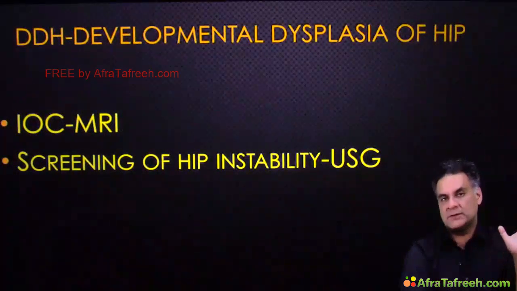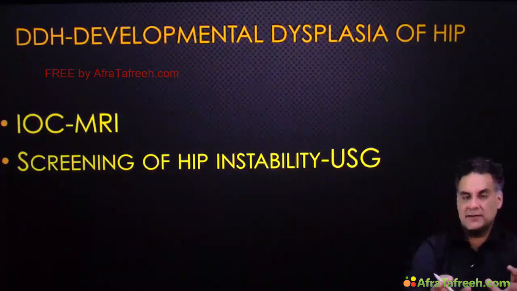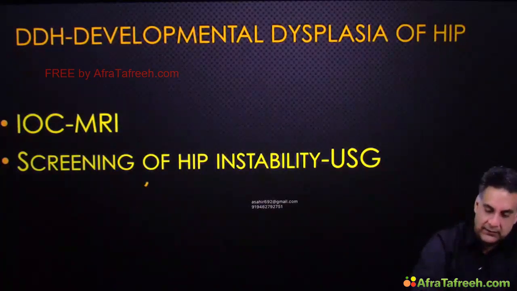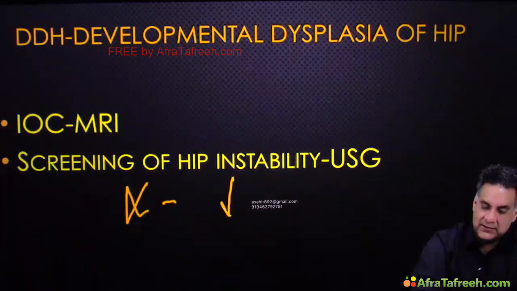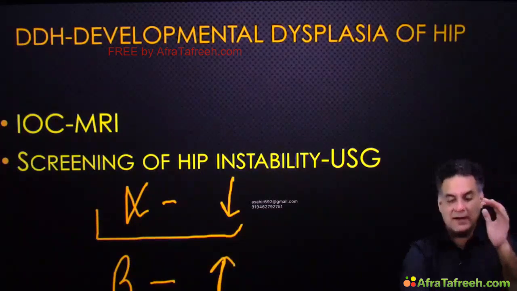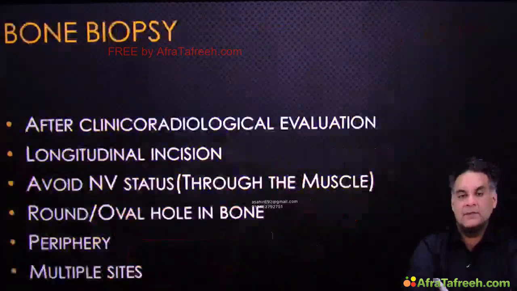Remember this controversial point. Developmental dysplasia of hip. Investigation of choice is MRI. Screening tool, ultrasound. There is an alpha angle which decreases on ultrasound and there is a beta angle which increases. So alpha decreases, A, D, remember that.